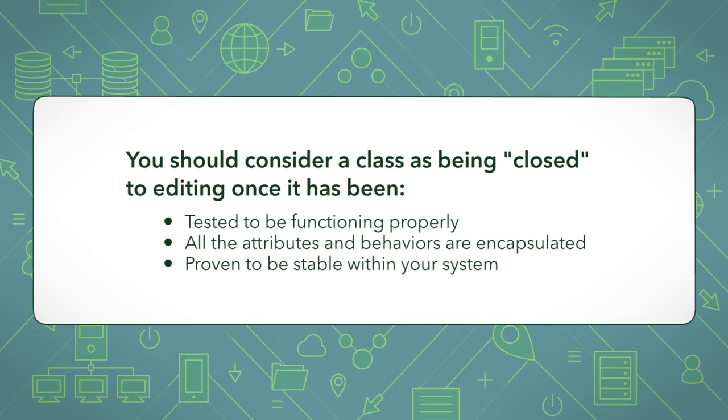As the name of this principle suggests, there are two parts to it, open or closed. Let's examine what each part means. You should consider a class as being closed to editing once it has been tested to be functioning properly. The class should be behaving as you would expect it to behave. All the attributes and behaviors are encapsulated, and proven to be stable within your system. The class or any instance of the class should not stop your system from running or do any harm to it.